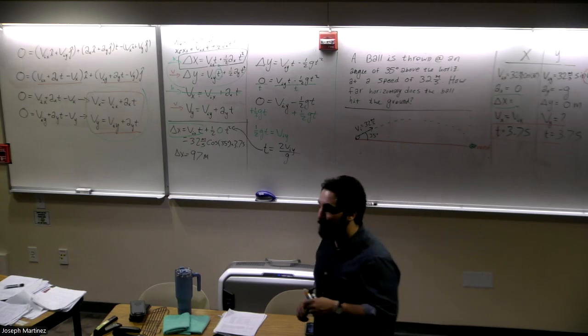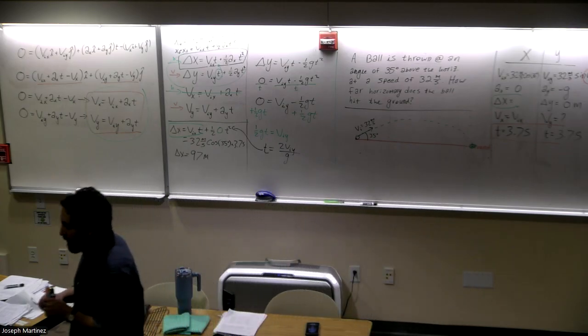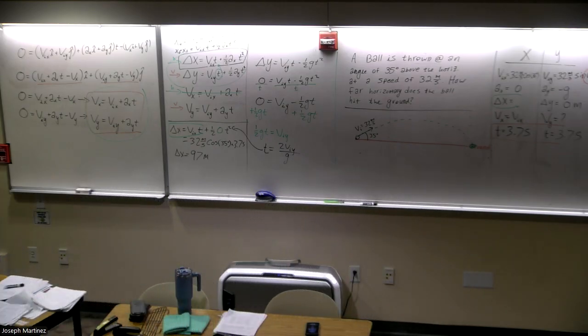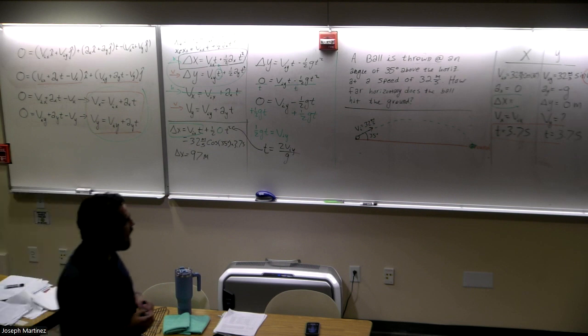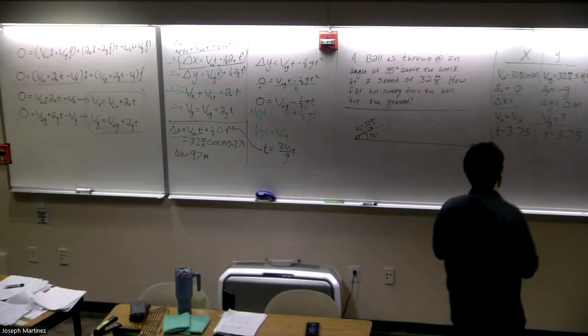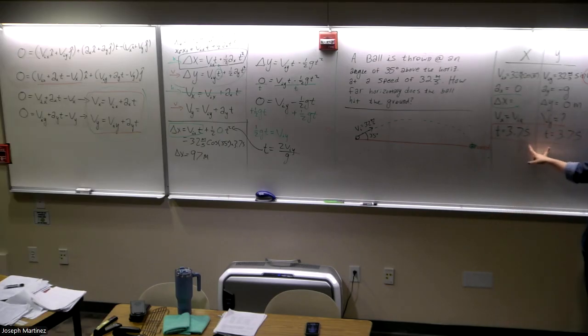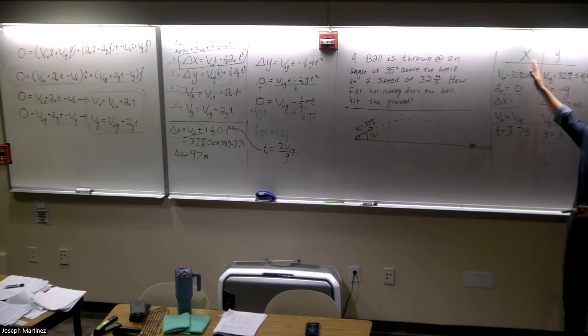But when we have this motion that's 2-dimensional, it's essentially 2 one-dimensional problems linked together. How are they linked together? They're usually linked together with time. So when you're solving any sort of a 2-dimensional problem, you can treat your horizontal and your vertical components separate but linked with a time.